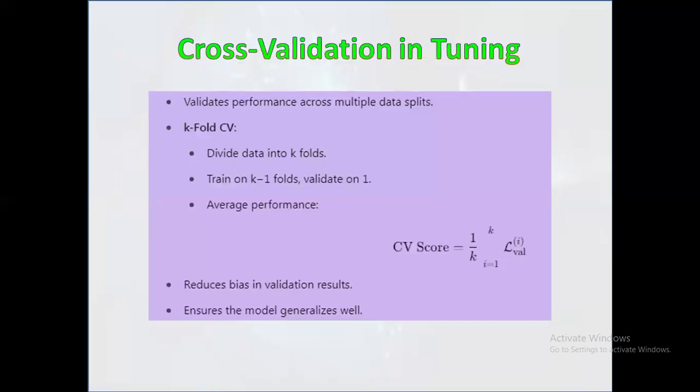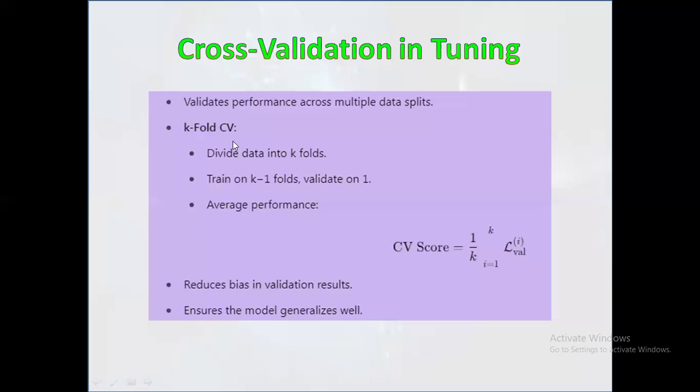Cross validation ensures that the hyperparameter choice is not biased by one specific train or validation split. This leads to more reliable measurement. So for that we are going for k-fold CV. CV means cross validation.